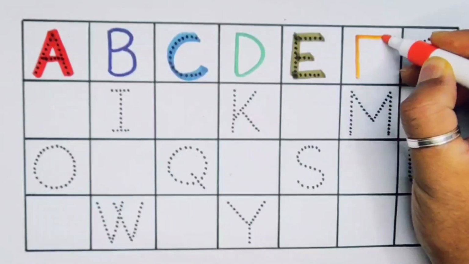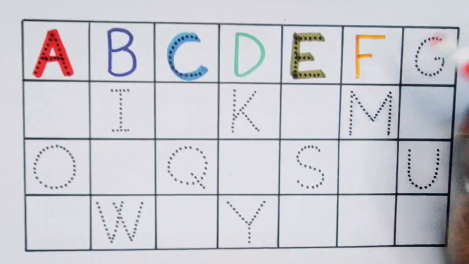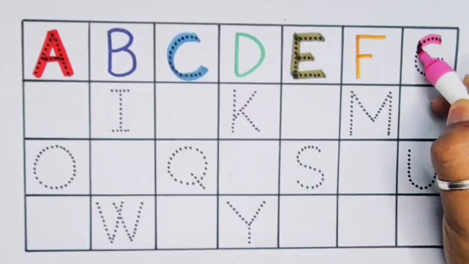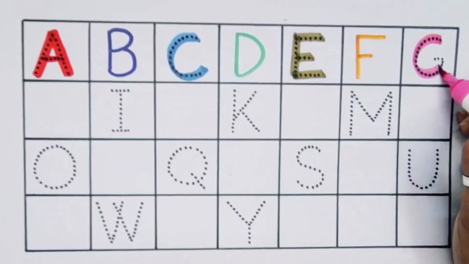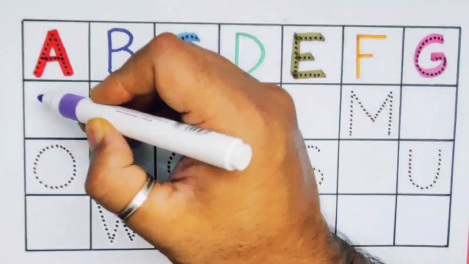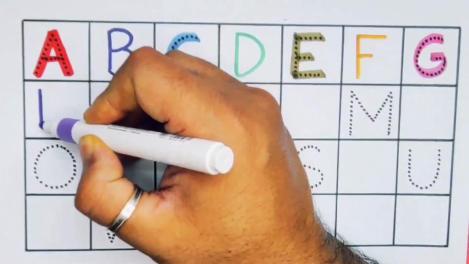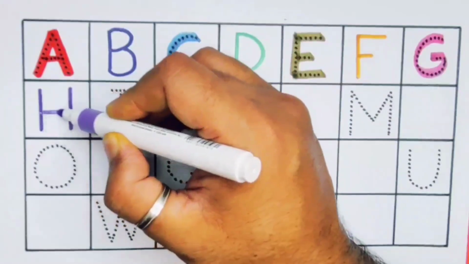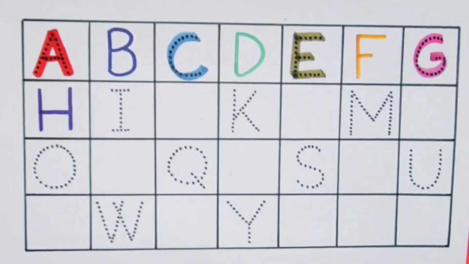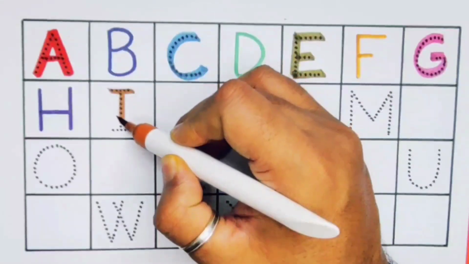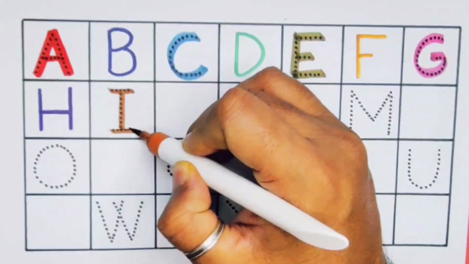Next kids, G for giraffe. Next, H for house. Next kids, I for ice cream.